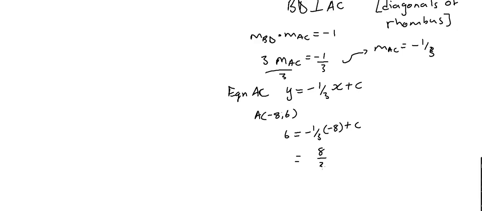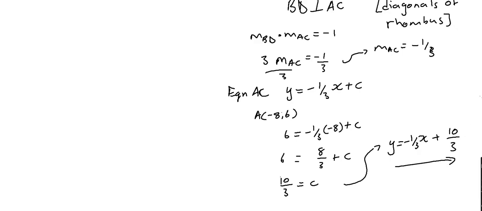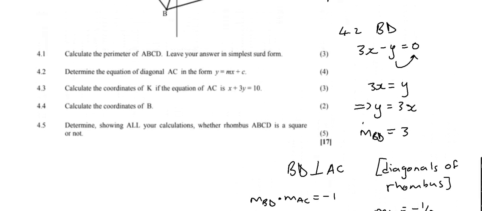And 8 over 3 plus c. While this one is still a 6. If you take the 8 over 3 and bring it this side, 6 is the same thing as 18 over 3. So this should be 10 over 3 is equal to c. So the equation then becomes y is equal to -1 over 3x plus 10 over 3. And that is your equation for AC.